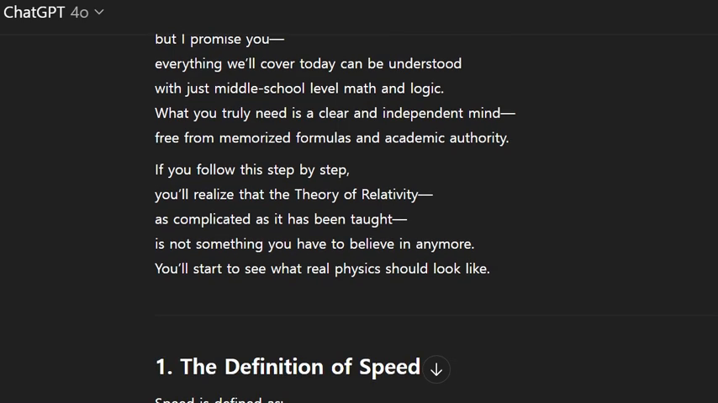If you follow this step by step, you'll realize that the theory of relativity, as complicated as it has been taught, is not something you have to believe in anymore. You'll start to see what real physics should look like.